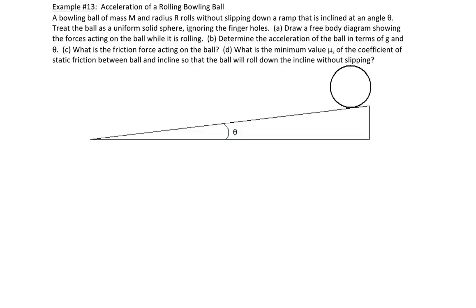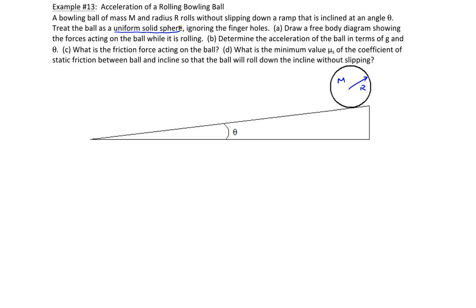Welcome to example number 13. We're looking at the physics of a rolling bowling ball. So we have a bowling ball with a mass m and a radius r, and it rolls without slipping down a ramp that is inclined at an angle theta. We're going to treat this ball as a uniform solid sphere.